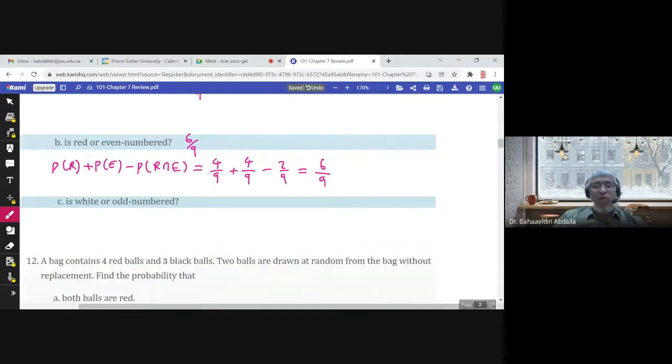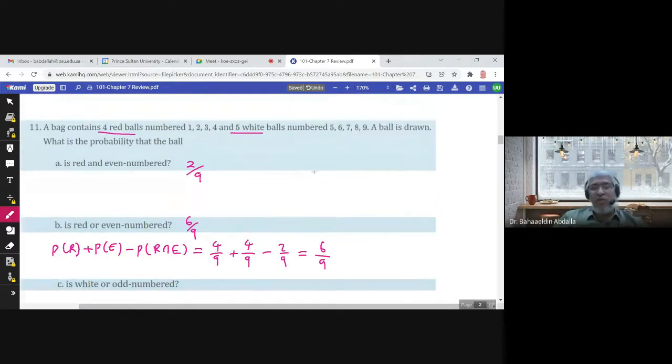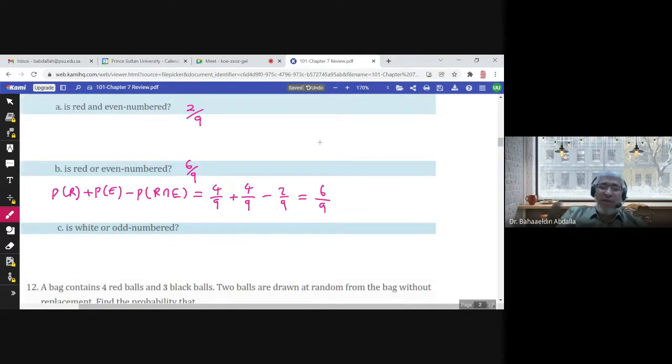Also this one, white or odd. So I'll just search for white or odd. How many white balls? 5. And I find the odd. I add to them the odd red balls, 1 and 3, 2. So 2 plus 5, there are 7 white or odd numbers. So the probability is 7 over 9. If you want, you can solve it like this, as you wish.